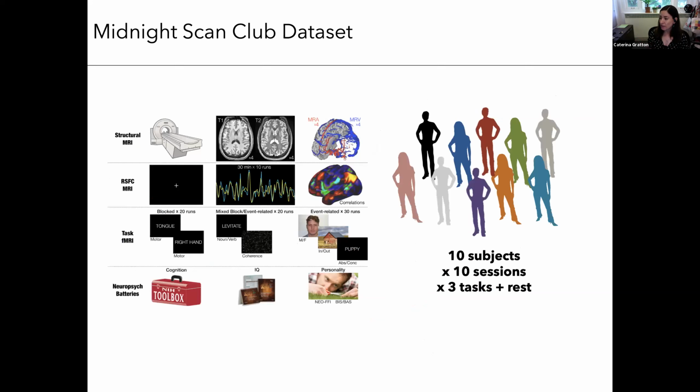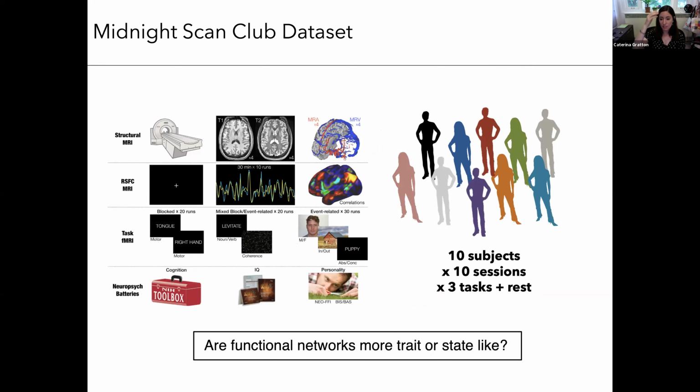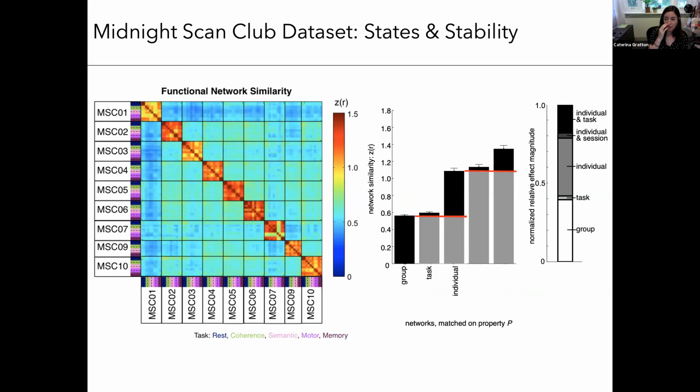I also want to make a point that you can use this design, which has multiple subjects, sessions, and test states, to look at how functional networks vary across different timescales or different contexts. This is something that I worked on while I was in the lab. We looked at whether these functional networks can be thought of as relatively more trait-like, is it about the individual, or state-like, is it about what they're thinking about at a given moment in time, what they're doing? We looked at this in a variety of different ways.